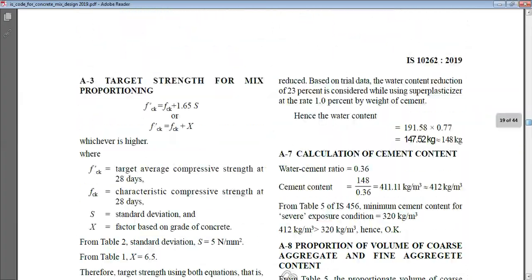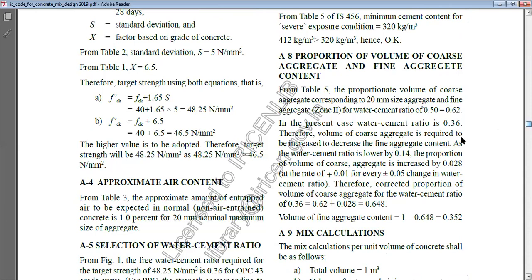For a water cement ratio of 0.5, we got the volume of aggregate as 0.62. The present water cement ratio is 0.36. The difference in the volume of coarse aggregate required increases or decreases the fine aggregate content. As the water cement ratio is lowered by 0.1, the proportion of the volume of the coarse aggregate is increased by 0.02, which is at a rate of increase or decrease of 0.01 for every plus or minus 0.05 change in the water cement ratio.